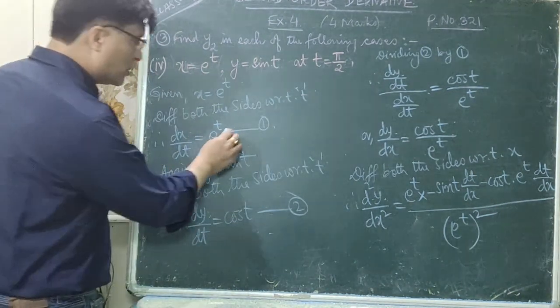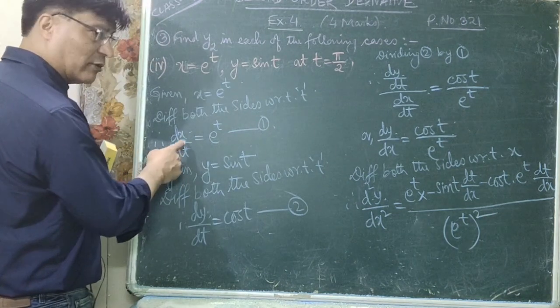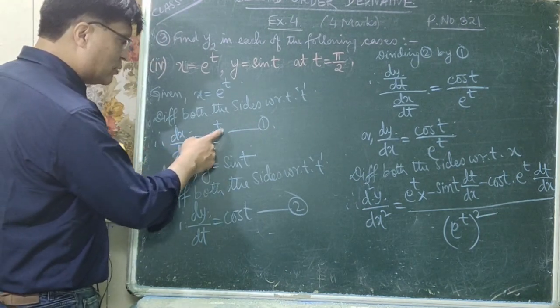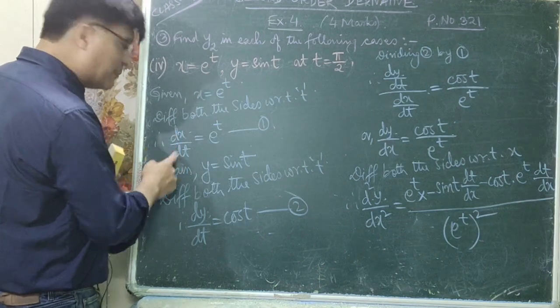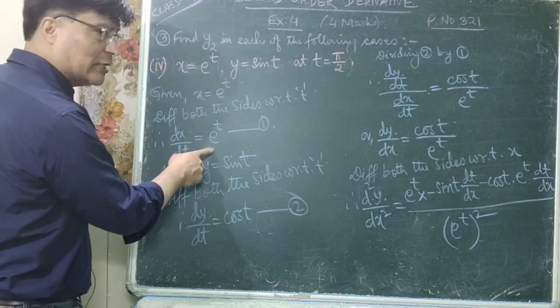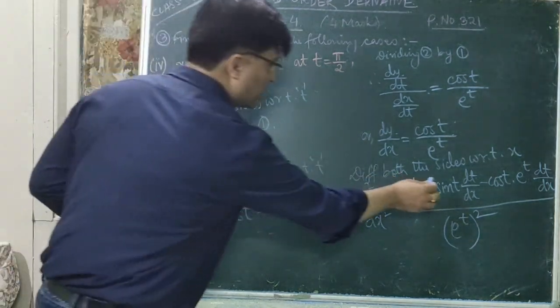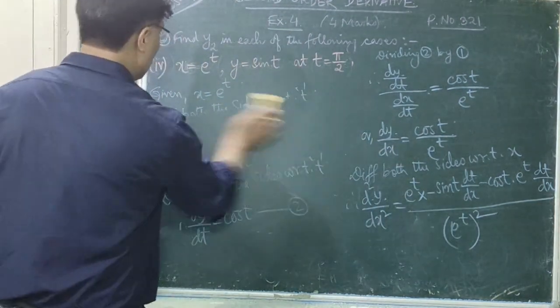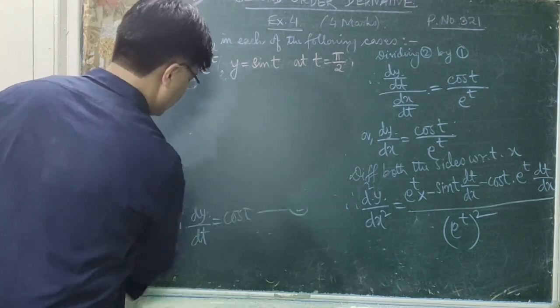So you should know this number 1, because we will use this value. dx by dt is e to the power t. What is the value for dt by dx? dt by dx is 1 upon e to the power t. Remember this, because we have to substitute it. Okay?